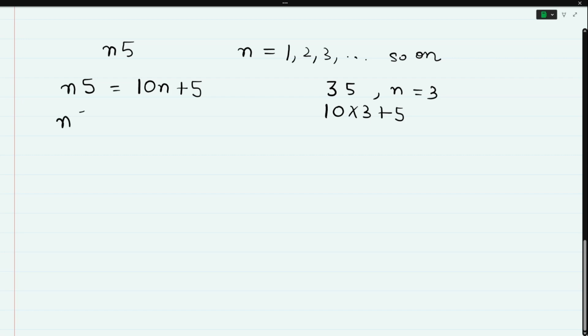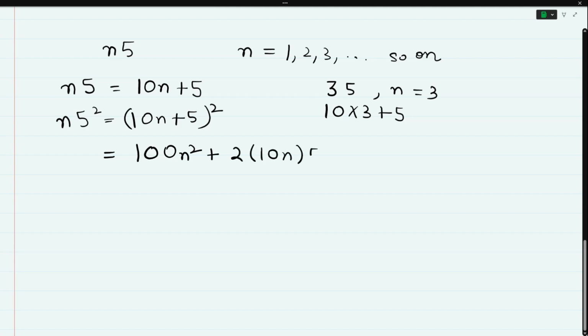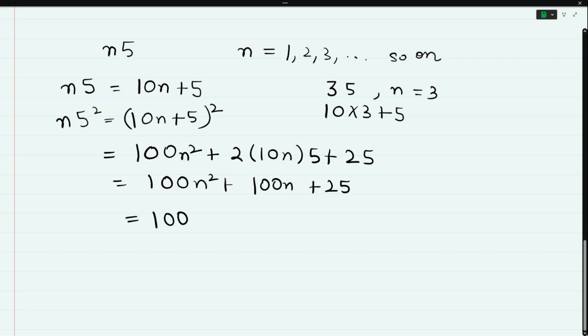So squaring n5 means we are squaring 10n plus 5. Squaring it, we get 100n squared plus 2 times 10n times 5 plus 25. We get 100n squared plus 100n plus 25. Taking 100n common, we get 100n(n plus 1) plus 25. That's the formula behind it. This is the 25 we usually add at the end, and this is the n and n plus 1 we multiply it with.